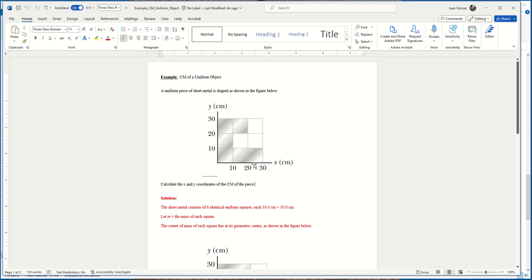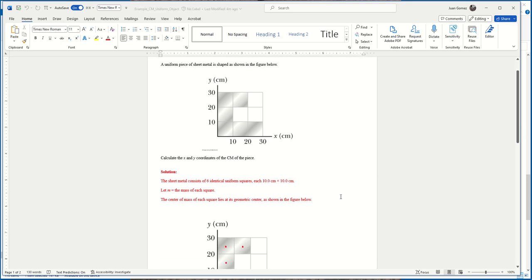Now notice the uniform sheet metal in the figure really consists of 6 identical uniform squares. Starting at the origin, going left to right, this is square 1, square 2, square 3, square 4, square 5, square 6. They're uniform and identical. Each of the uniform squares is 10 centimeters by 10 centimeters. Nothing complicated with the figure, okay?